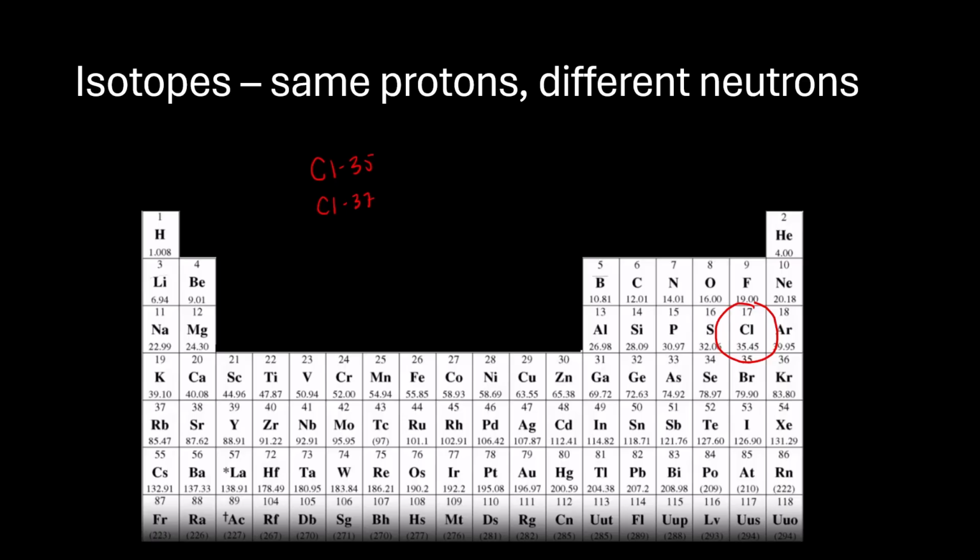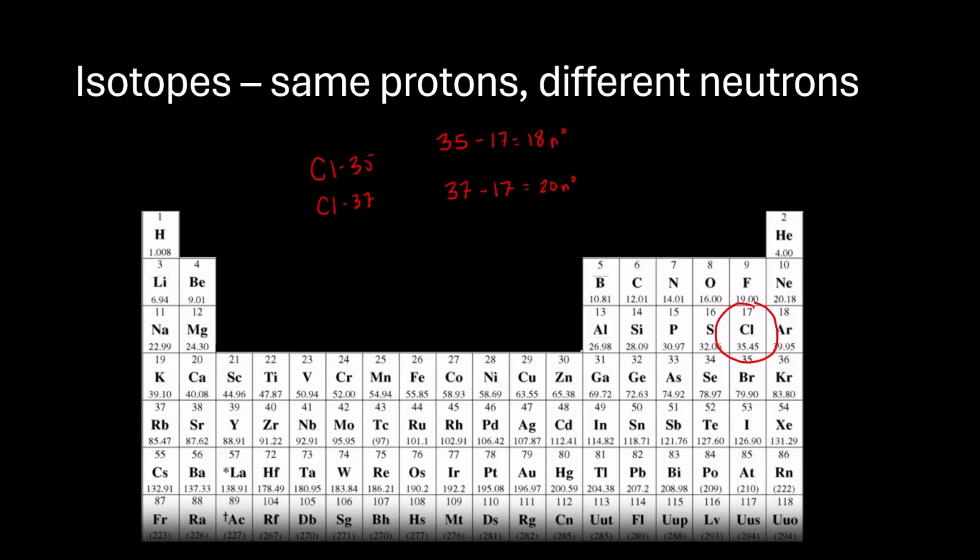In order to find the number of neutrons, we take the atomic mass, which for the first one is 35, that's protons plus neutrons, and we subtract the number of protons, and we should get 18. So chlorine 35 has 18 neutrons in it. Now if we look at chlorine 37, again we take the atomic mass and subtract the same number of protons, because it's a chlorine atom, it has to have 17 protons. That leaves us with 20 neutrons.